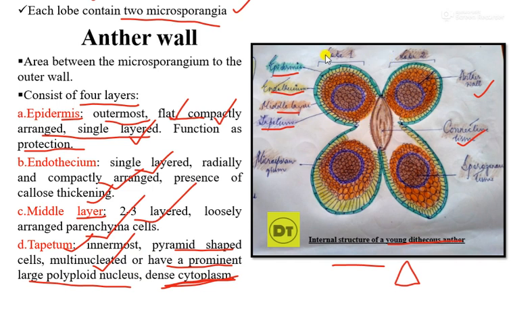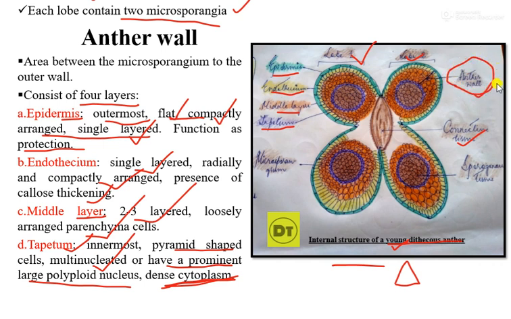Let's revise once again. This is the internal structure of a young Dithecus anther. Remember, young, not matured. Okay, how many lobes does it contain? There will be 2 lobes. How many microsporangia are present? There are 4 microsporangia in total. What is the space between microsporangium and the outer wall known as? It is known as anther wall.